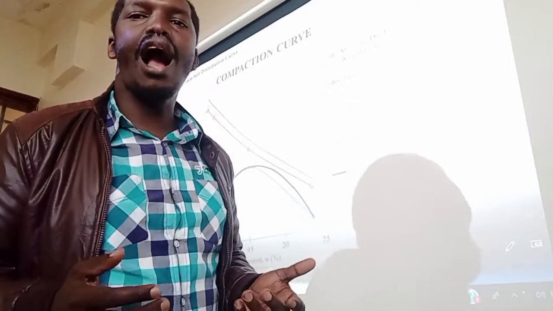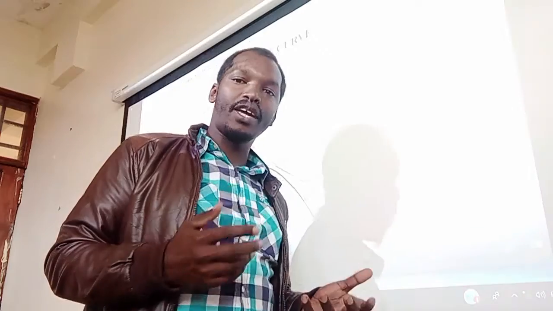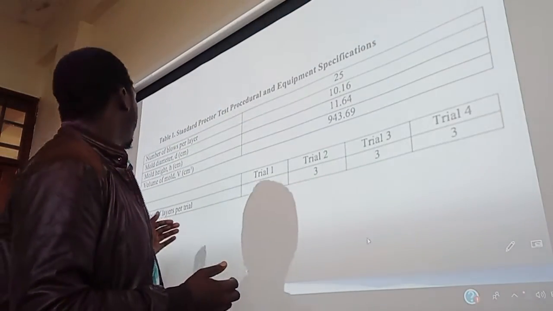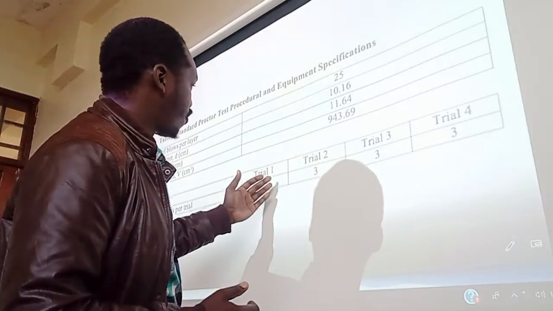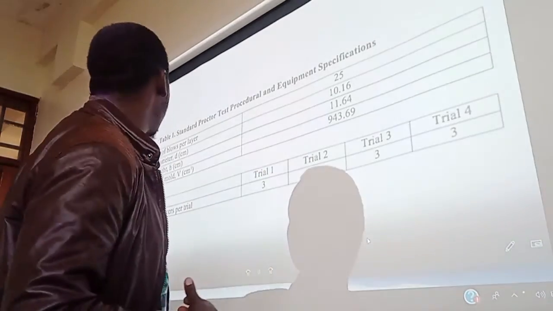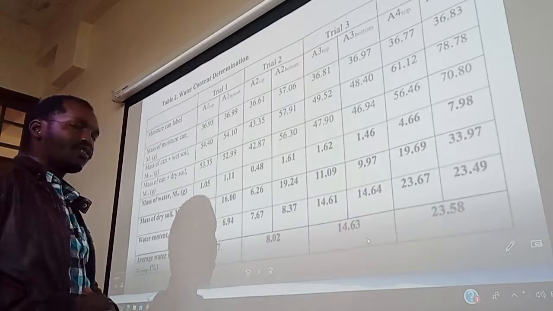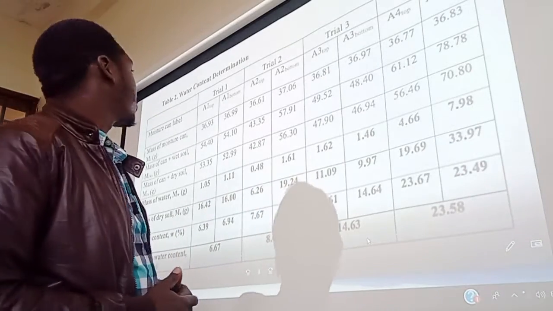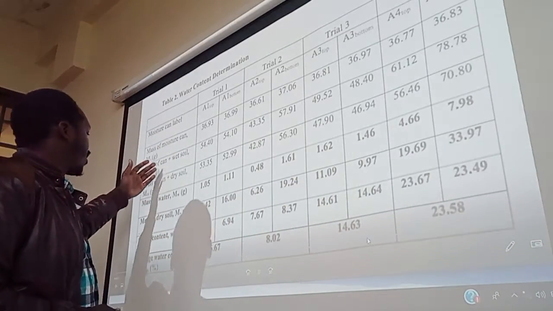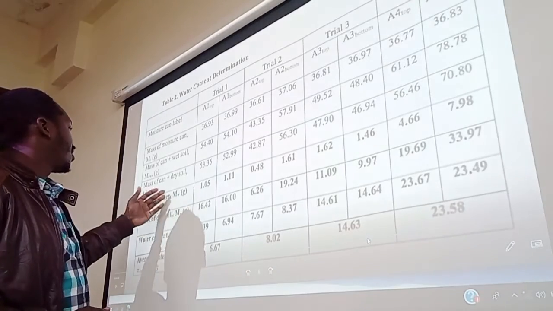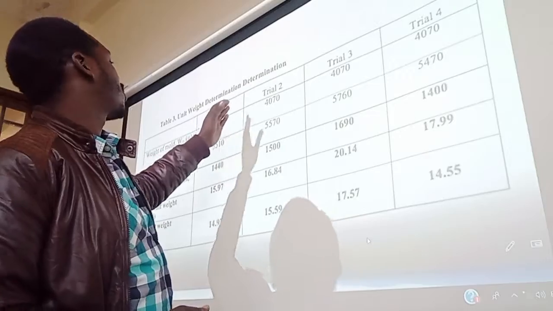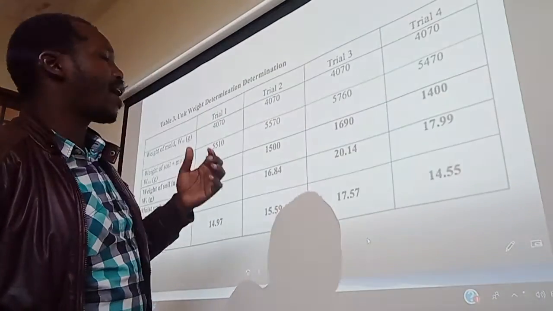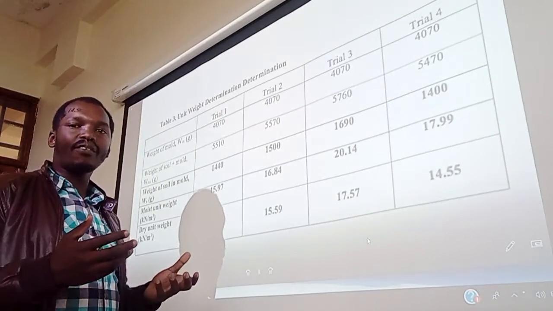We plot a graph using the same figures, where we have the diameter of the mold, and for trial 1, trial 2, trial 3 and trial 4, the number of layers. We now have the moisture content and the dry density of the soil. Then we have the first trial, the third trial. This will help us to plot the graph.